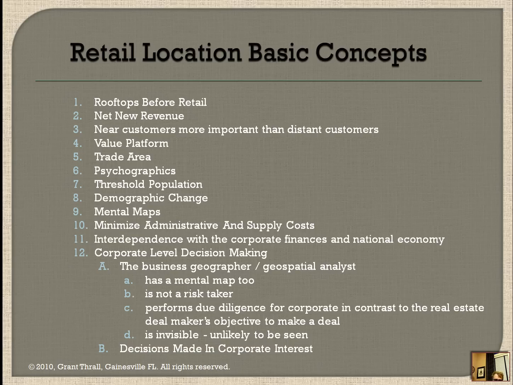So this is item 12. The business geographer, the geospatial analyst, the strategic marketing director, they go by different names, same type of person. They too have mental maps. They have biases and so forth. And they're not risk takers. So once a model has been developed, a model being an algorithm that they follow in terms of evaluating a prospective retail location, once one has been adopted, they are loath to go to another model without great deliberation.